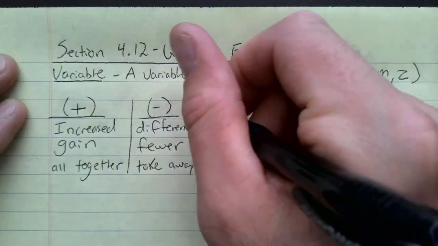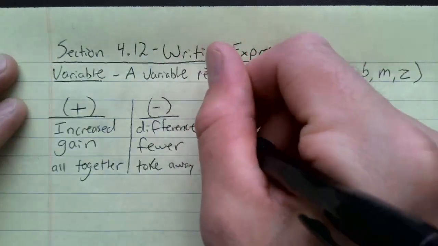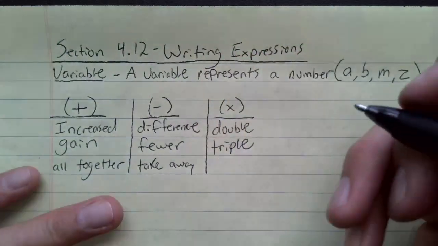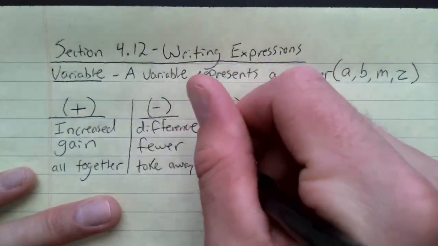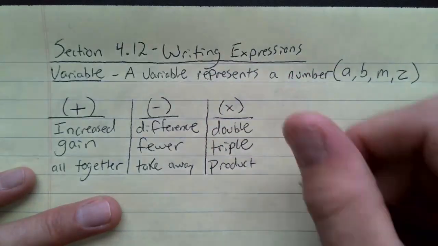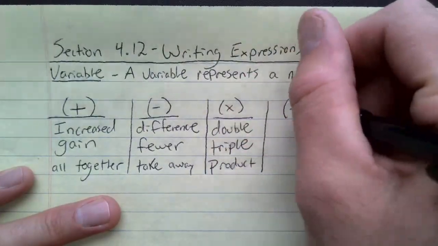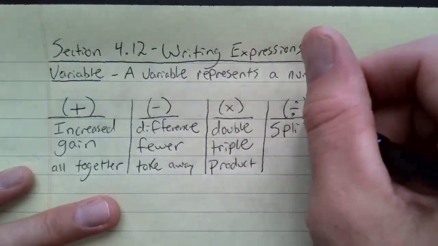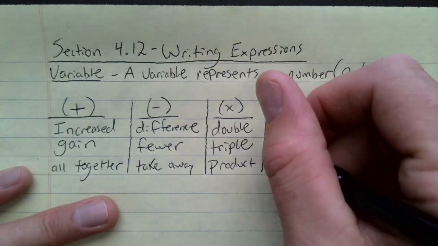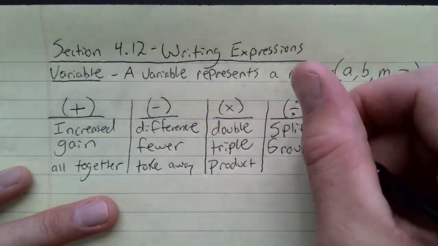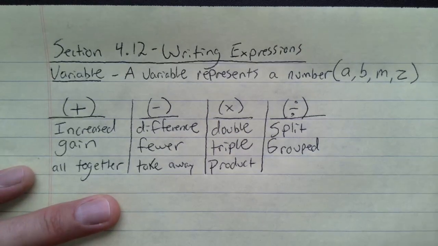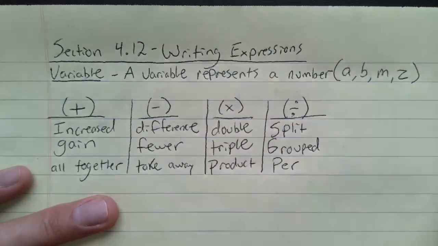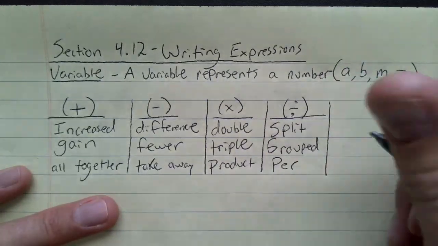When we look at multiplication, we see words such as double, triple, quadruple, or product. Now, when we divide, we'll see words such as split. If you split the team into two groups, grouped, you're grouped into four different categories, or per, two students per table.